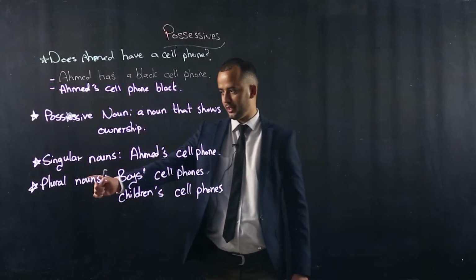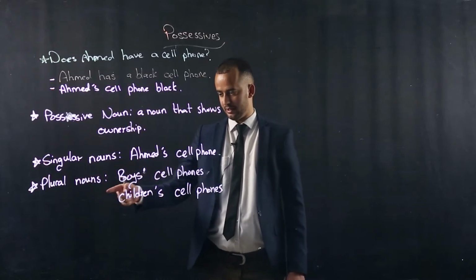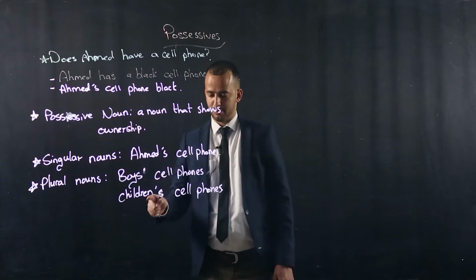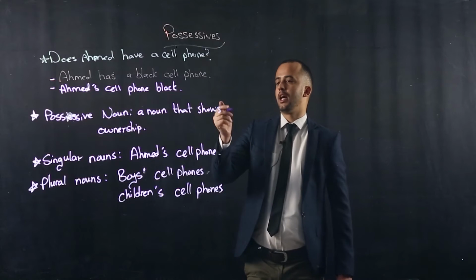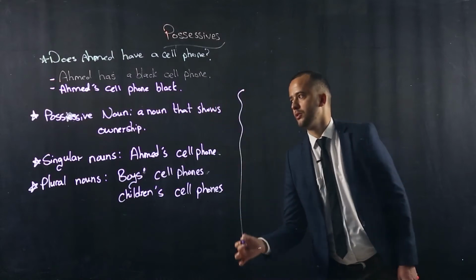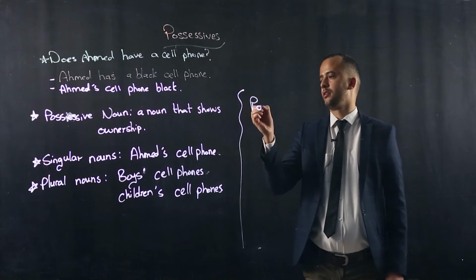Okay, so remember that if the plural noun ends in s, then you would add just an apostrophe. If it does not end in s, you would add an apostrophe and s. Okay, that was all about the possessive nouns. Now let's move to the possessive adjectives.